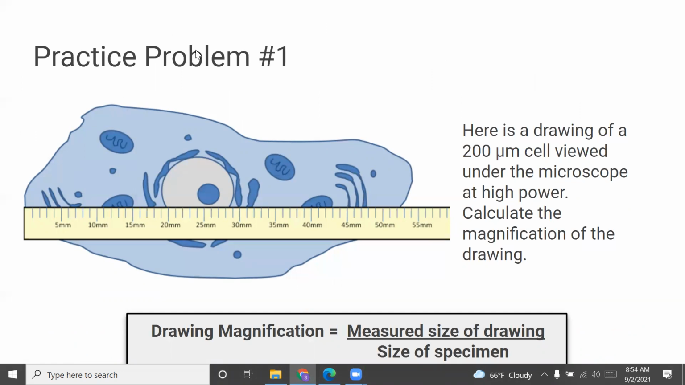So do we have our 2 pieces of information that we need? Do we have the measured size of the drawing? Yes, from the ruler. We're going to do the length. Do we have the size of the specimen? Yeah. Good. All right. Go ahead.